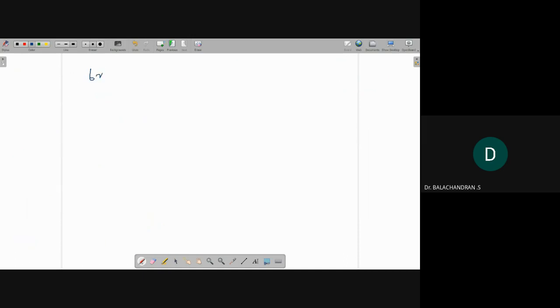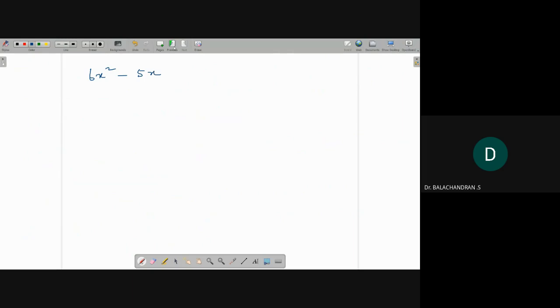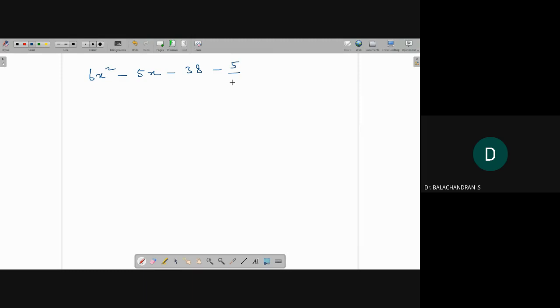6x square minus 5x minus 38 minus 5 by x plus 6 by x square is equal to 0. Now group the first and last. If I take 6 commonly, you have x square plus 1 by x square. From these two terms, take minus 5 commonly, you have x plus 1 by x, minus 38 is equal to 0.